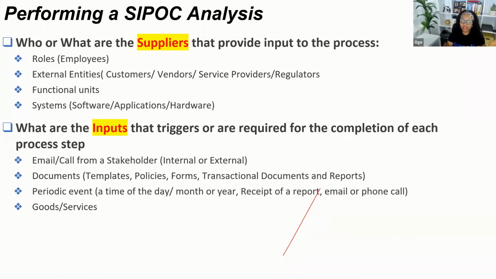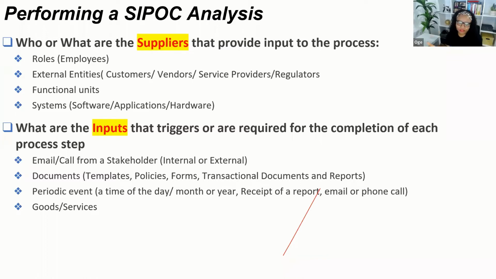You're looking at the roles, the employees, you're looking at external entities. It could be customers, vendors, service providers, regulators. You're looking at functional units, systems and applications that could form as input into your process. When you're looking at inputs specifically, you are looking at those things that you typically use to trigger your processes. It could be emails, or calls from your stakeholders that serve as input. It could be information you gather from the email or the call from your stakeholders that you would use as an input for your process.